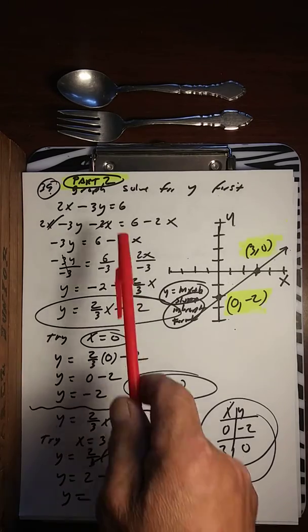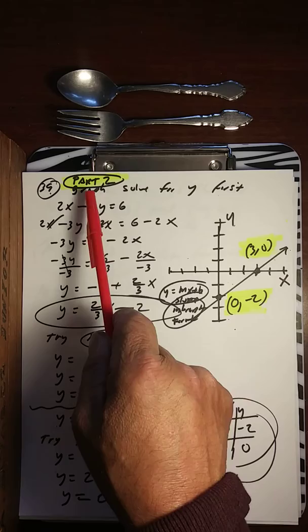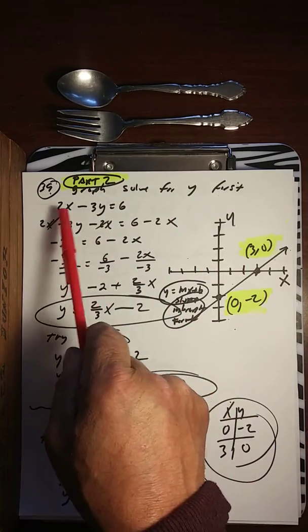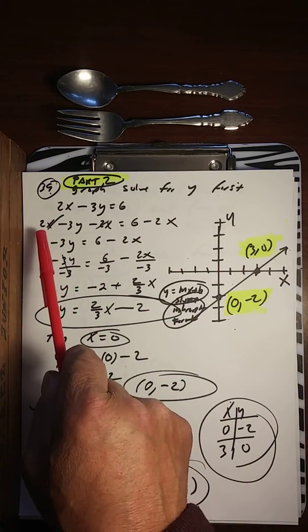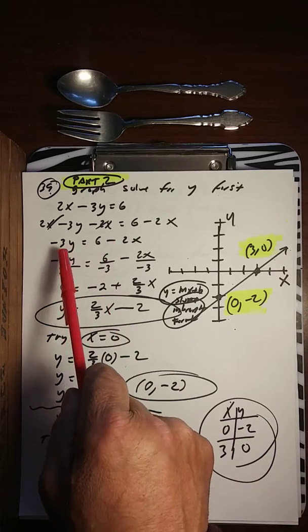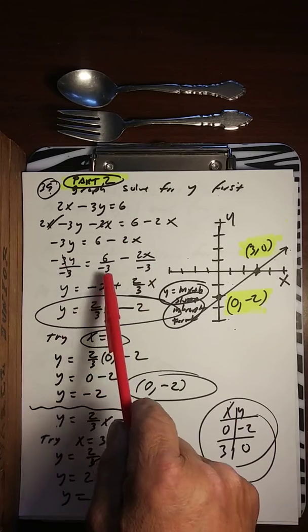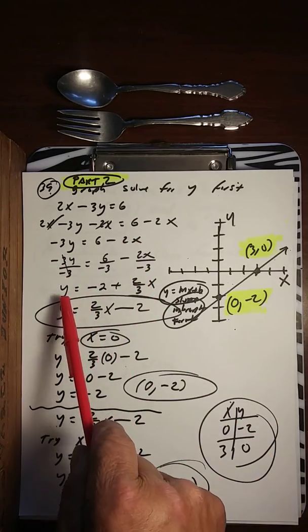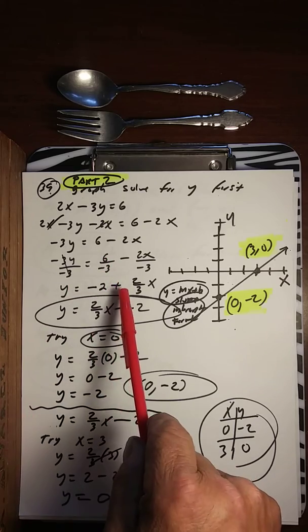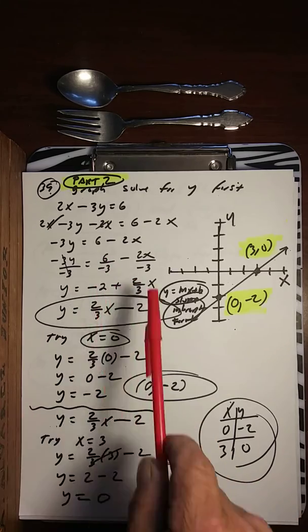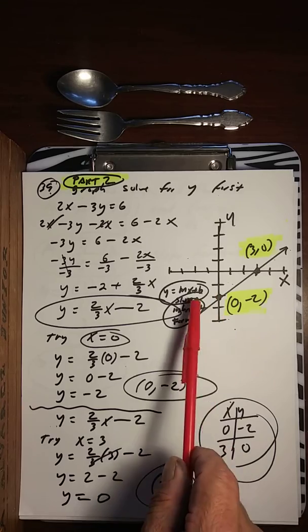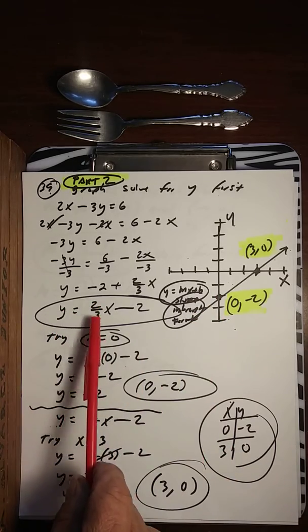Or another way to do it: solve for y first. Let's do that. So for this one we're going to solve for y. We're going to go minus 2x, minus 2x. So now we have negative 3y equals negative 2x plus 6. Divide by negative 3. So this is going to be y equals negative 2 plus 2/3 x. Flip this around and rewrite it in y equals mx plus b, slope-intercept form. So y equals 2/3 x minus 2.